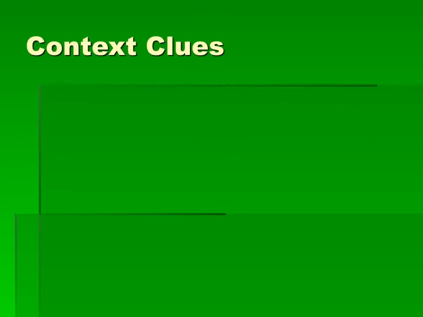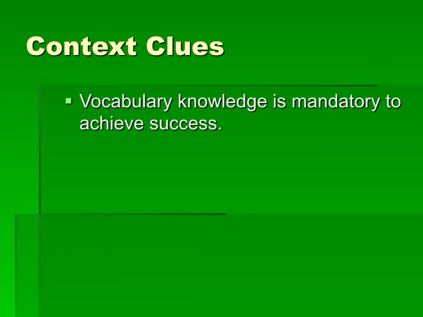Why do we need to use context clues? This does correlate to your academic life in school, and here are two really good reasons. First is vocabulary. Vocabulary knowledge is mandatory to achieve success. Research has proven that students that read 20 minutes a day outside of school come across 1,800,000 words more a year than the student that reads only 1 minute outside of class time.